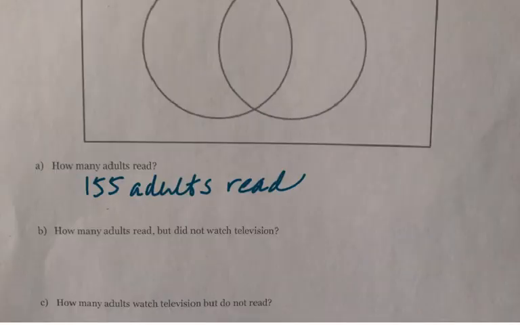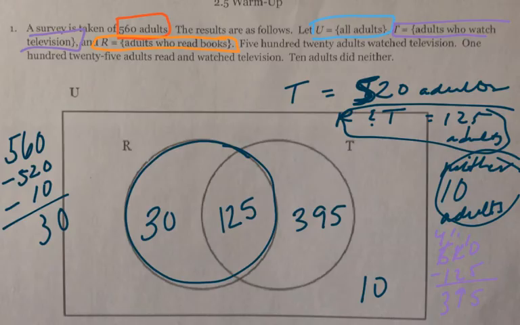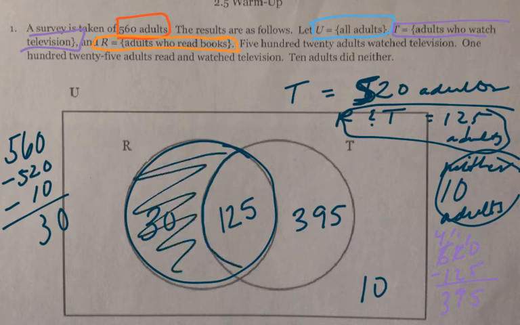Okay. How many adults read but did not watch television? So let's think about what this is saying. This is saying read but do not watch television. That goes back to our set operations. So we look back and we say, okay, well, that's A minus B, or in this case, R minus T. So that's this section right here. That's 30 people.